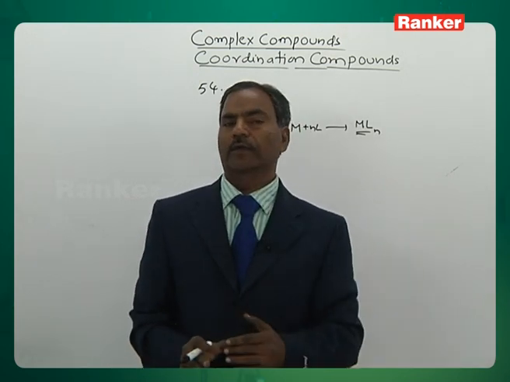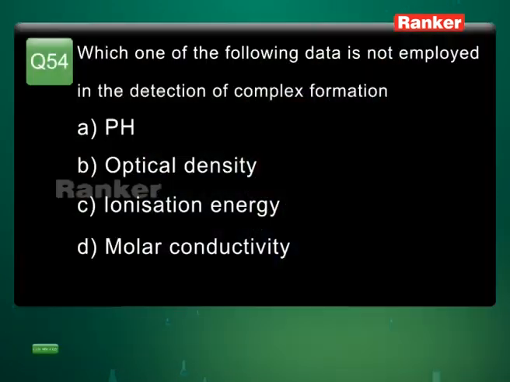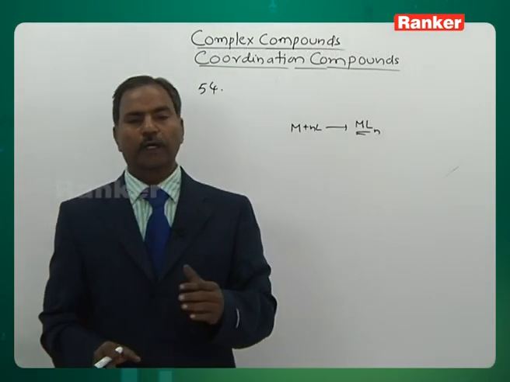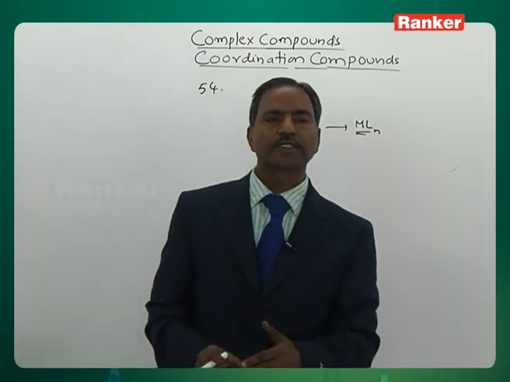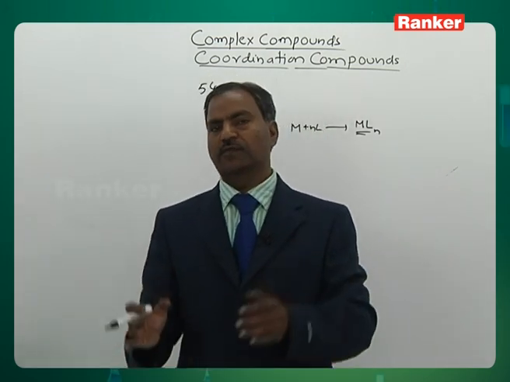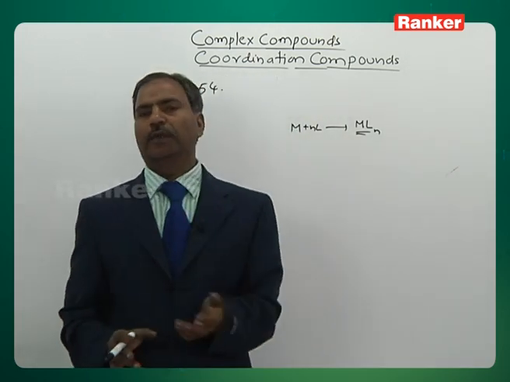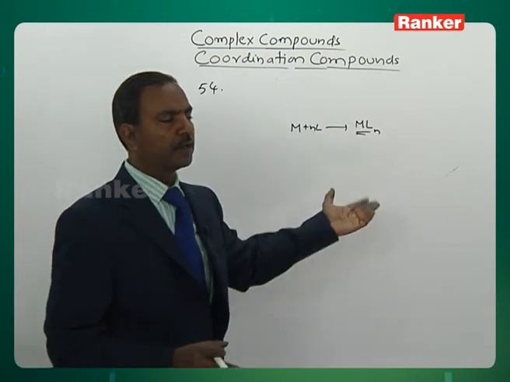Metal and ligand react together, giving rise to a complex. The options are: A, pH difference; B, optical density; C, ionization energy; and D, molar conductivity. Which of the following is not helping us to know that a complex has been formed? Once the metal converts into a complex, there will be a change in the pH, which can be identified by the change in pH.